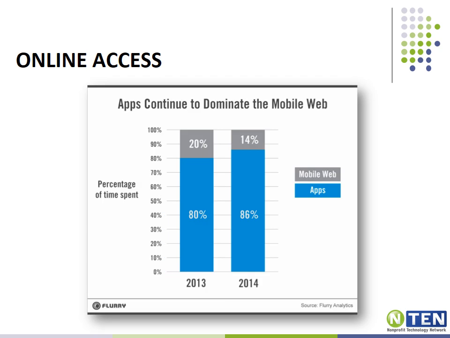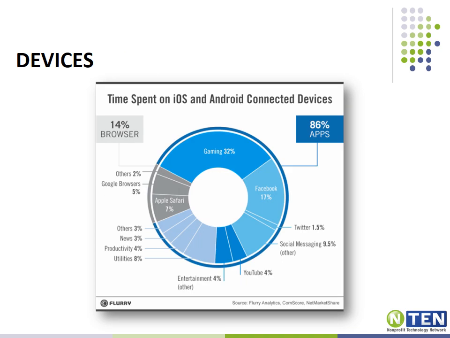So of course, to that question of the balance between time spent in apps or on the mobile web, here's a pretty clear chart. But just a reminder that that doesn't mean you have to have an app in order to engage with people. As we saw, if I can go back a slide without making anybody seasick, everyone can see that Facebook is right there on the right side with 17%, Twitter with 1.5%, social messaging, otherwise, 9.5%, YouTube 4%.